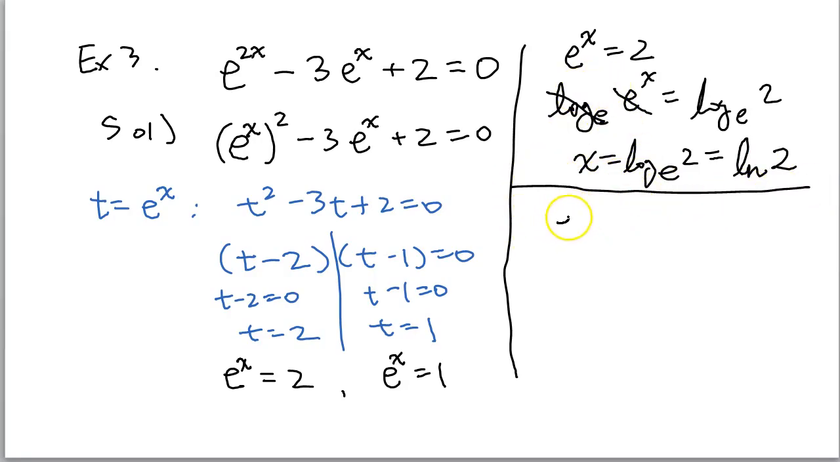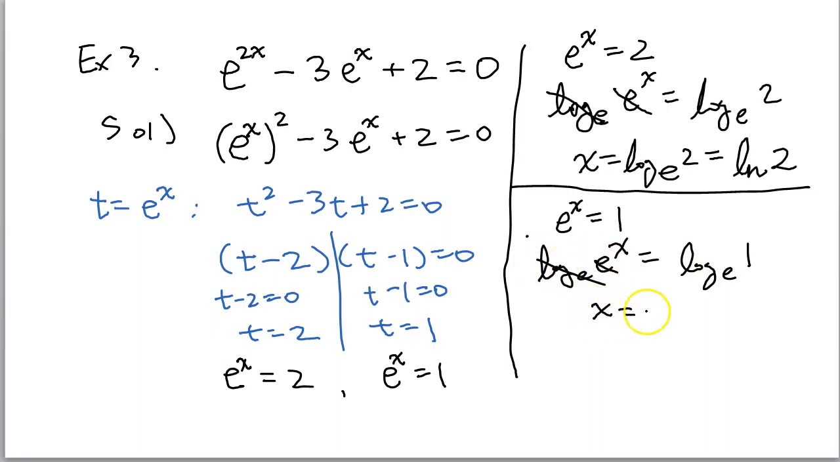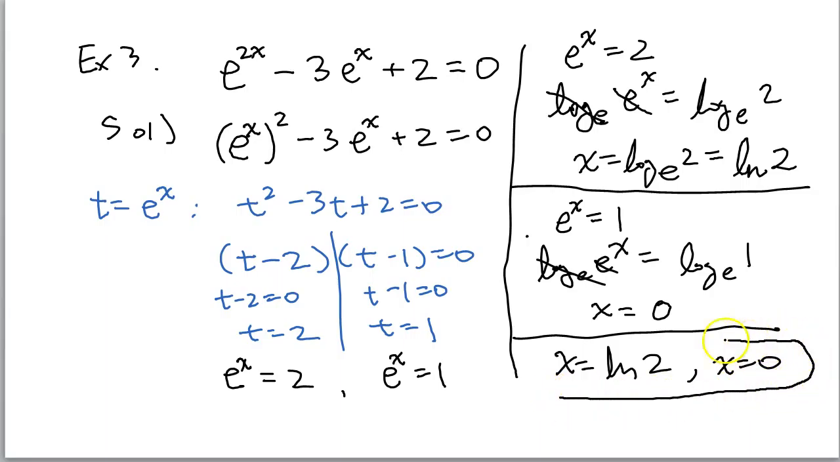Now for the second case, e to the x equals 1, do the same, take the log base e. Log base e of e to the x is log base e of 1. They cancel, so you get x equals log base e of 1. But log a of 1, if you plug 1 into any kind of log function, you always get what? You get 0. So 0 is the answer. Therefore, your final answer is that x is equal to ln of 2 and also x equals 0. That's the answer for this equation.